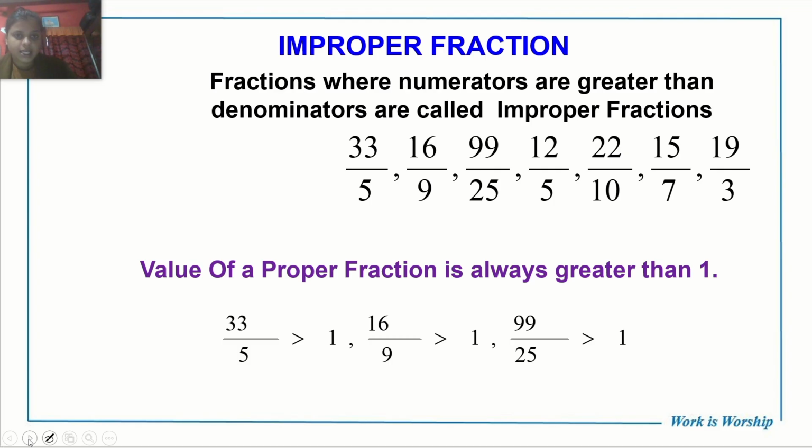Improper fractions. Now, fractions where numerators are greater than denominators, means the opposite of proper fractions. Means 33 is greater than 5, 16 is greater than 9, 99 is greater than 25, 12 is greater than 5. Like this. It is known as an improper fraction.